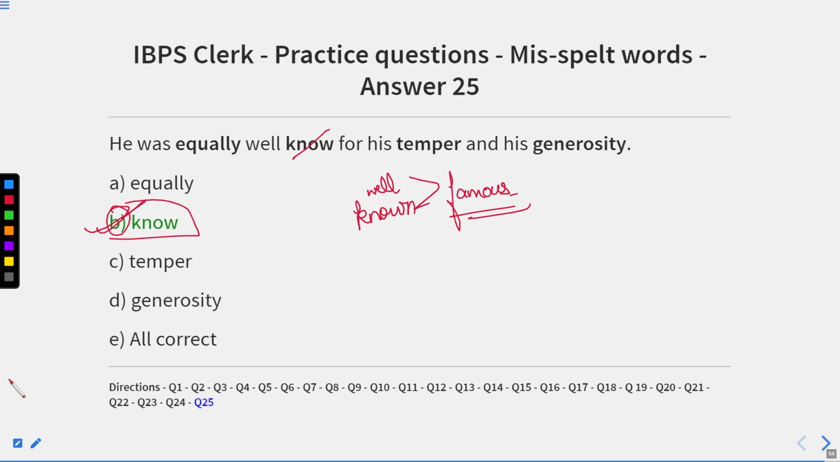So these were some questions that we have done. I hope you understood these types of questions. So these were misspelled words PYQs, or you can say practice questions for misspelled words.